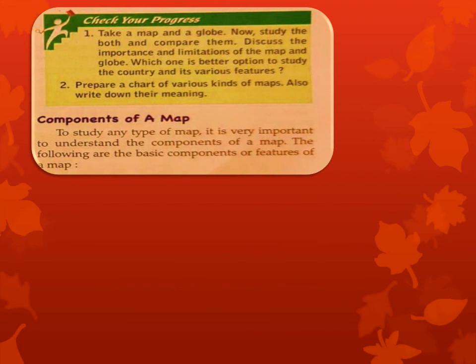Now we have an exercise so that we can check your progress till now. Take a map and a globe, study both and compare them. Discuss the importance and limitations of the map and globe. Which one is a better option to study a country and its various features? So you need to do this exercise. Also, you need to prepare a chart of various kinds of maps. Also, write down their meaning.